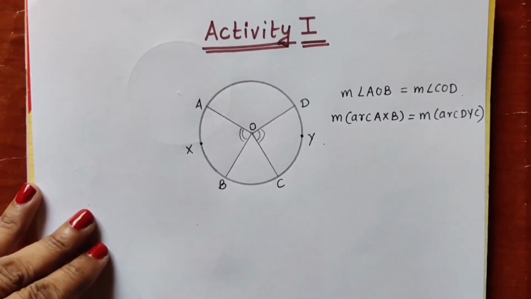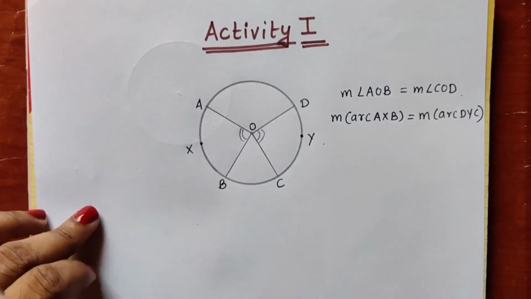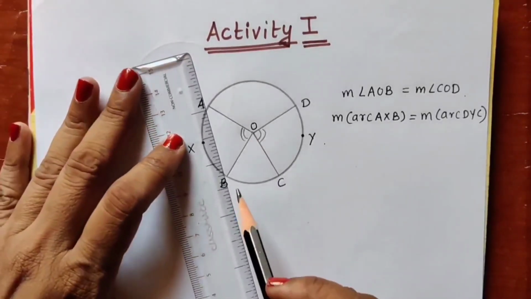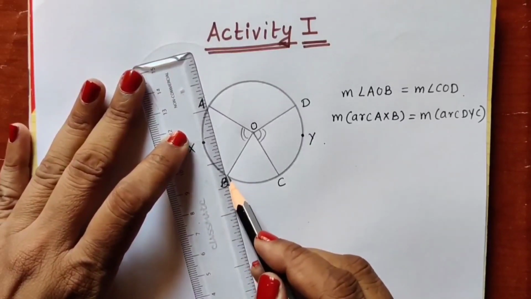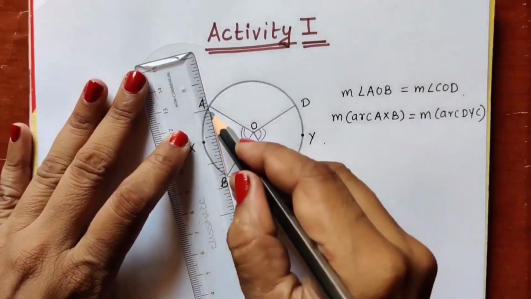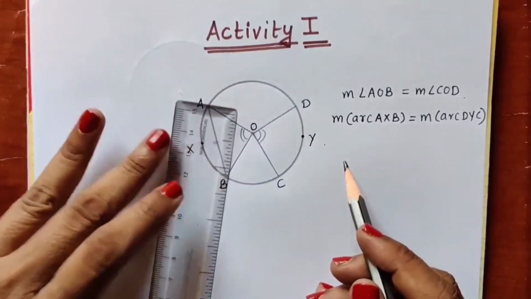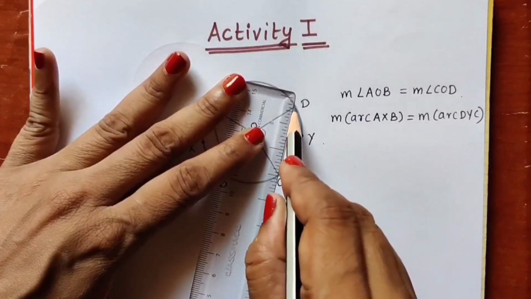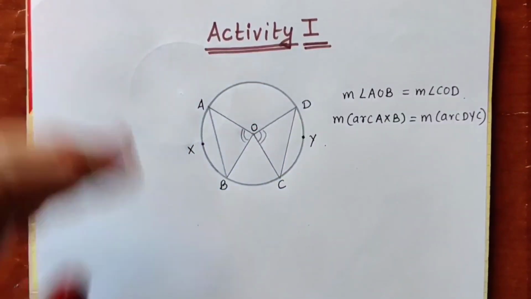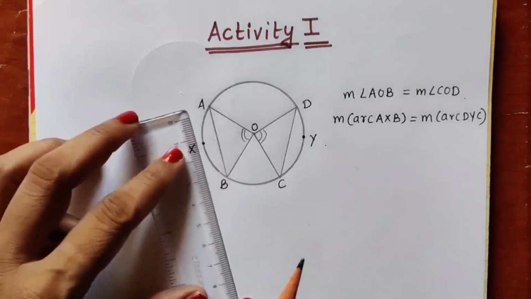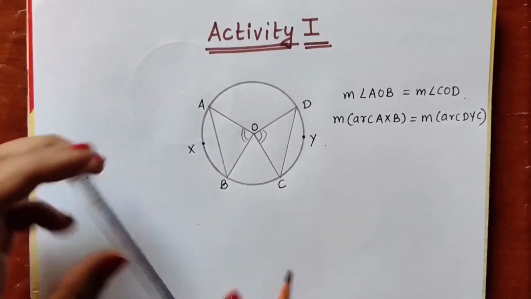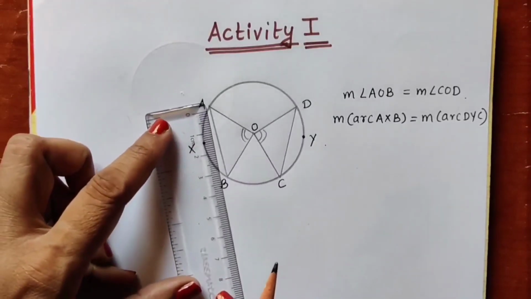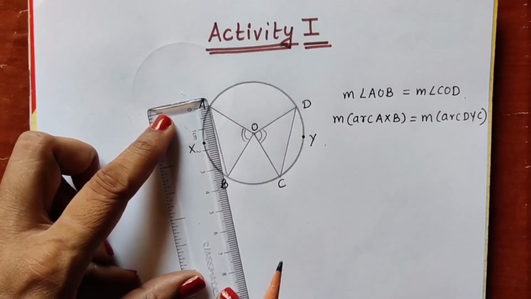Let us join points A and B and points C and D, and get the chords AB and CD. So I am going to join A and B. Similarly, I will join C and D. Now let us measure the length of chord AB and chord CD. We can measure using our ruler, and also using our divider. Let us first measure using the ruler.